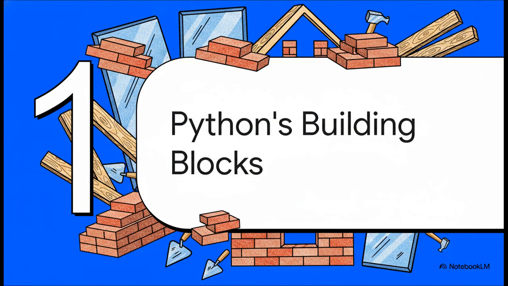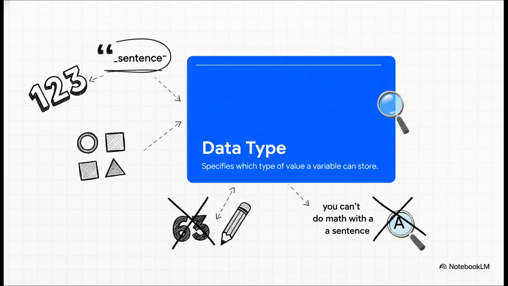Okay, so before we can build anything cool, we have to understand our materials. And in Python, the most fundamental materials we have are called data types. You can think of them like the bricks, the wood, and the glass you'd use to construct a building. So what is a data type, really? It's basically just a label that tells Python what kind of information a variable is holding onto. Is it a number? Is it some text? Is it a whole collection of things?